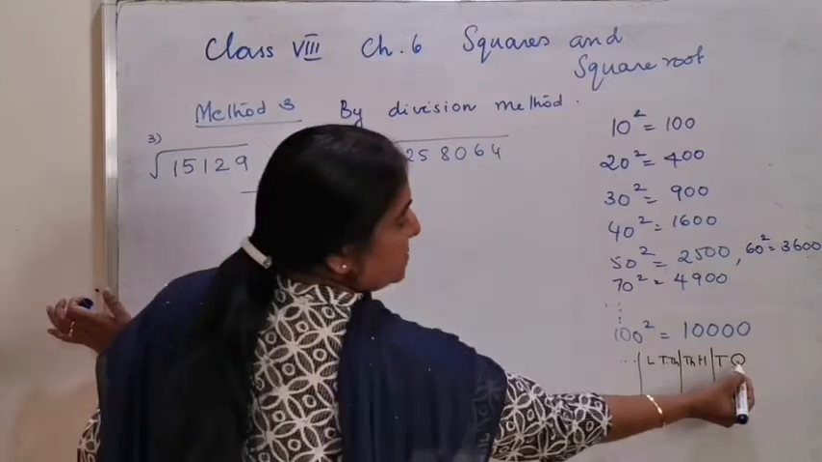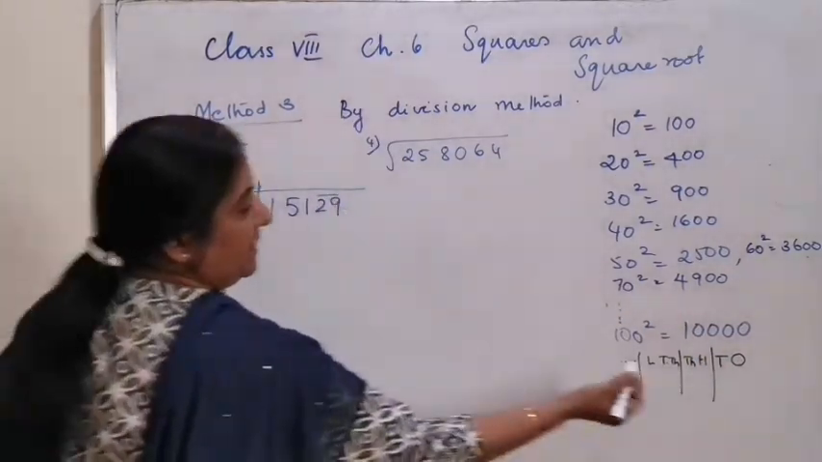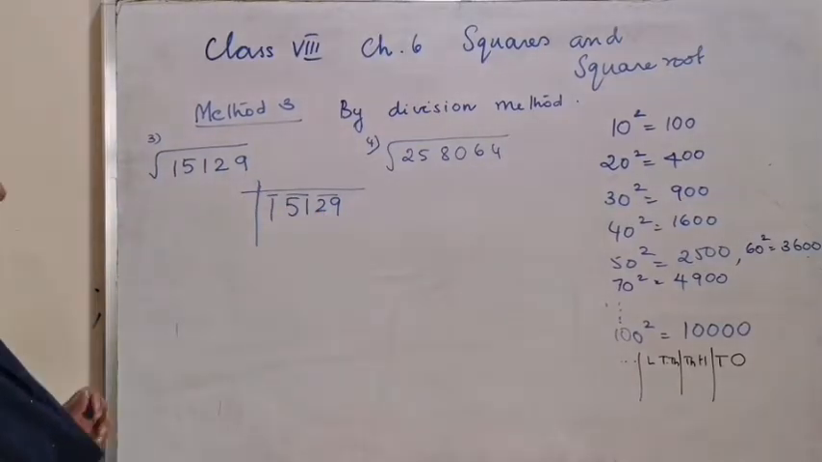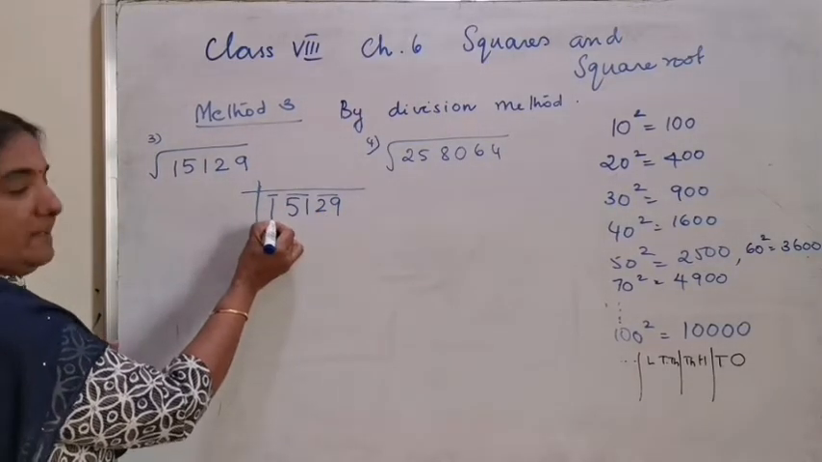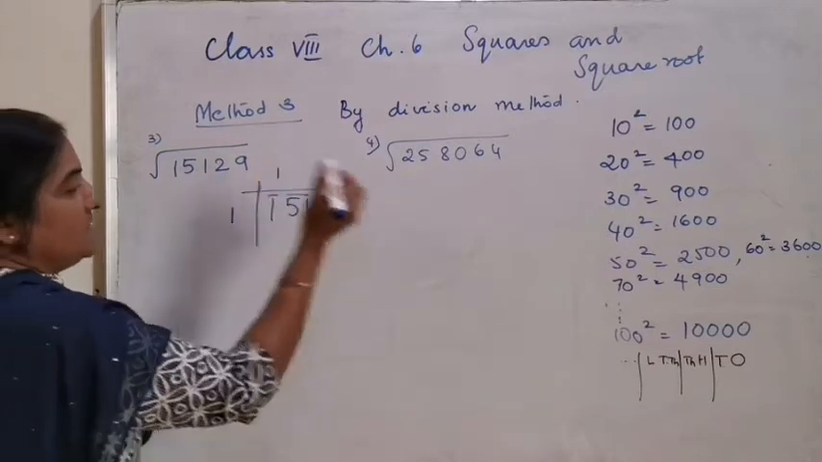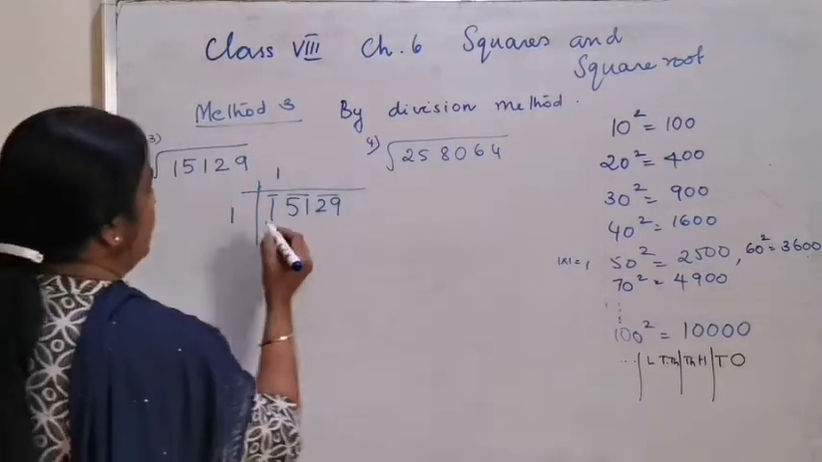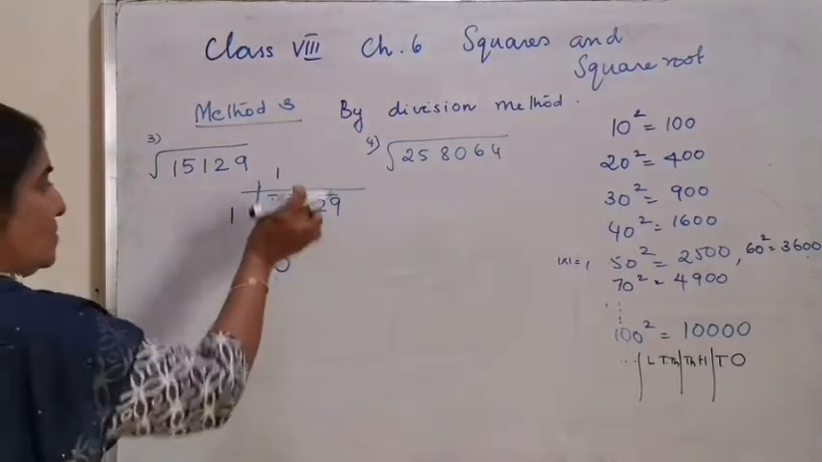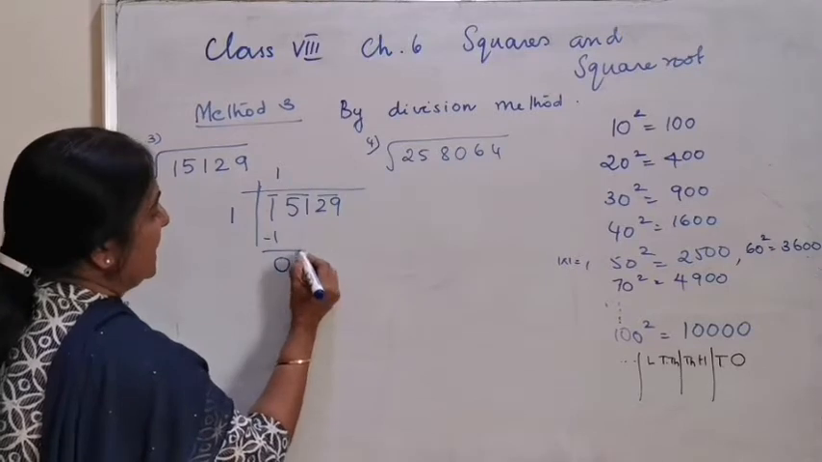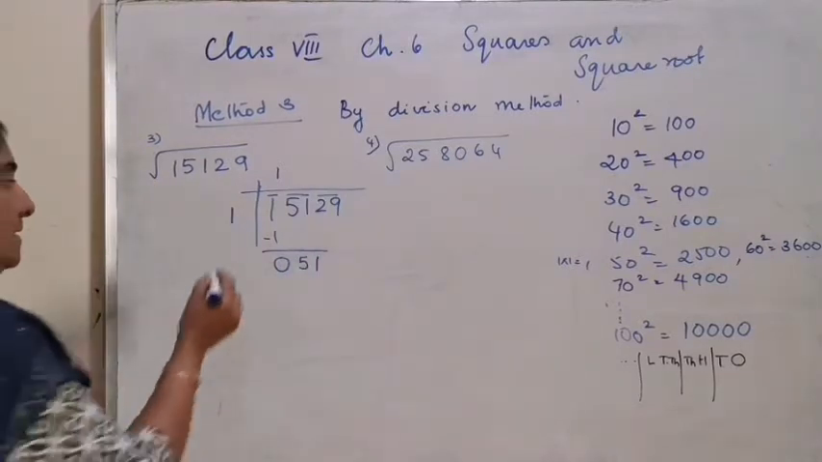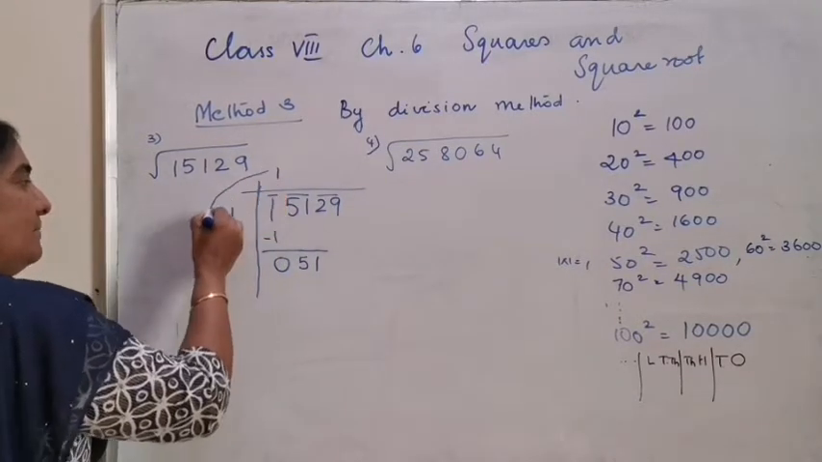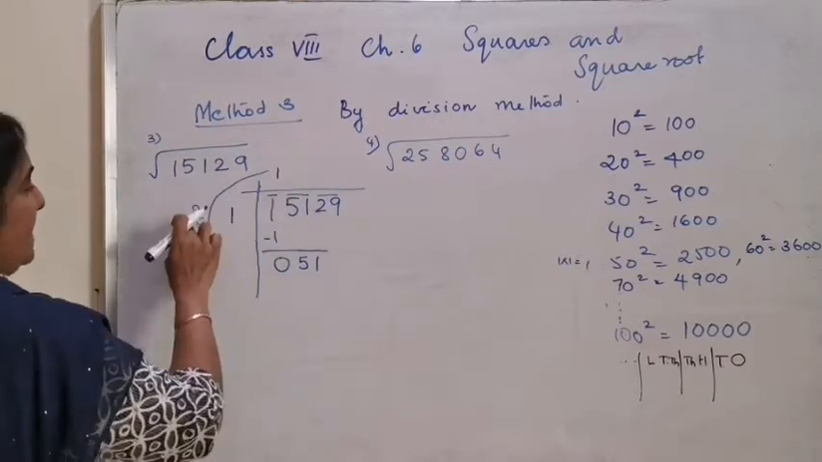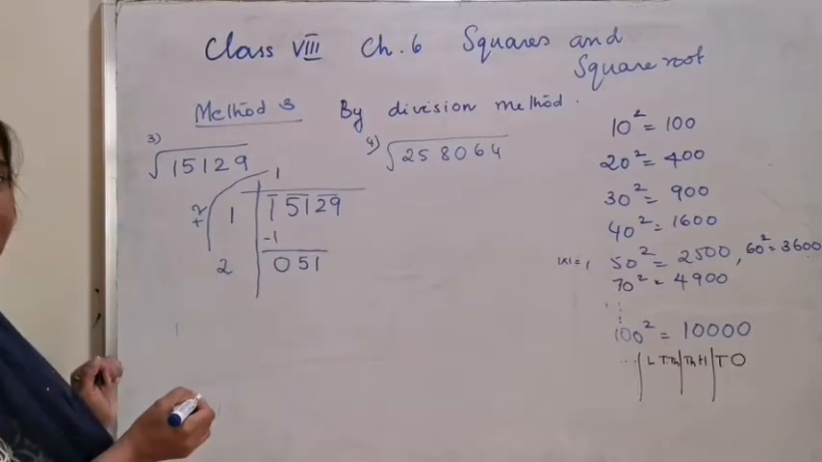The grouping as ones and tens, hundreds and thousands, and the last one. The perfect square close to 1 is 1. 1 ones are 1, subtraction 0. You will bring 51 as the dividend here. The next step is always the double of the quotient here, that is 1 into 2, which is 2.